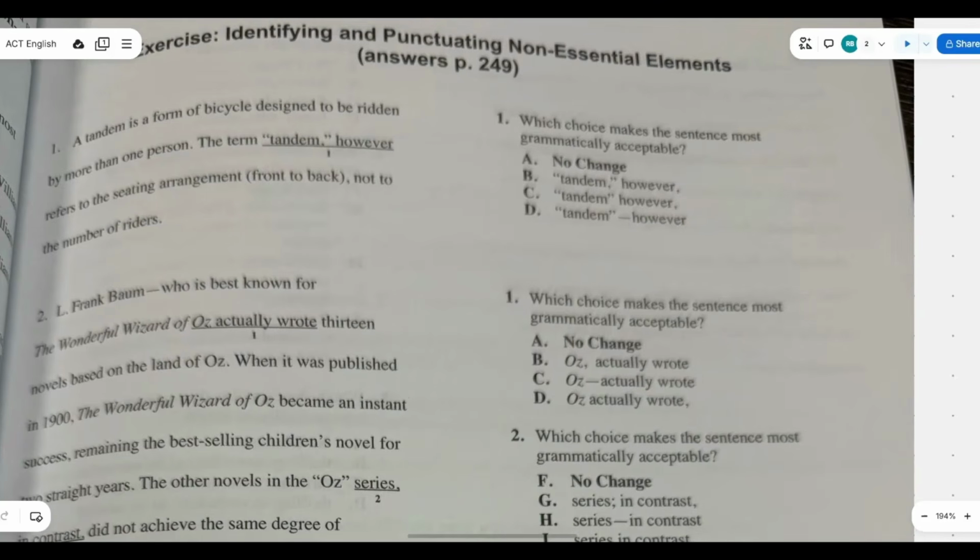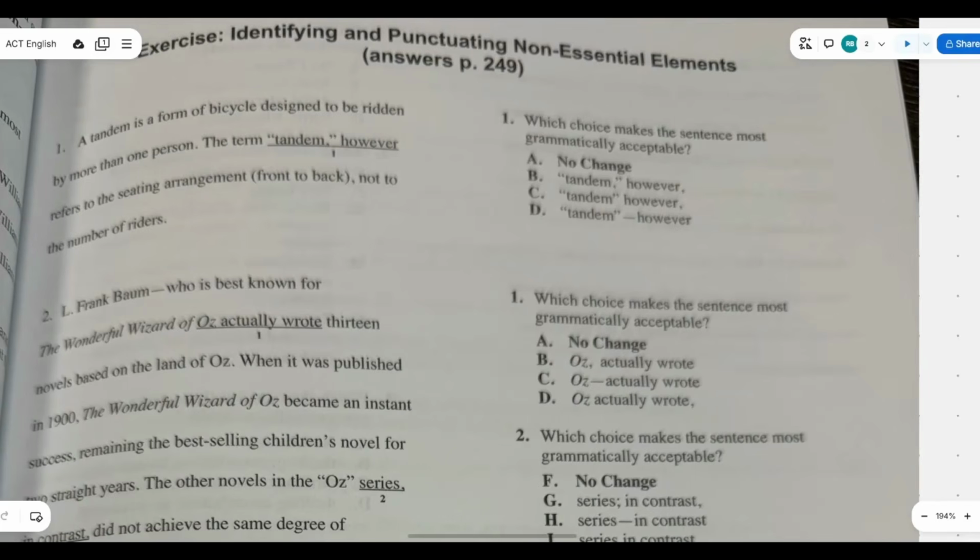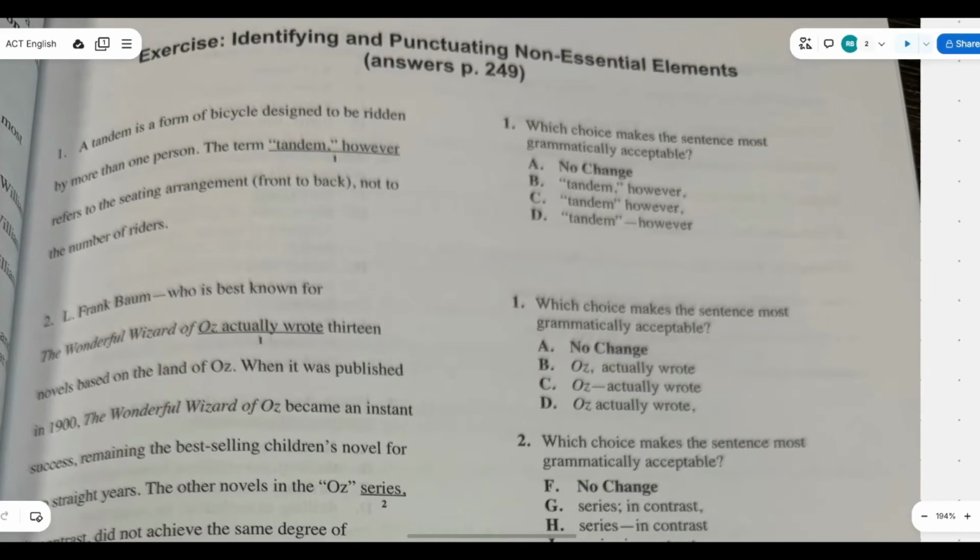So here is your hacky way of how you do these. You can memorize grammar rules to the cows come home, but if you can't apply them, it's just really not going to be helpful at all. With this one right here on number 1, the way I would tackle this on test day is pretty much process of elimination, and this helps so many students.